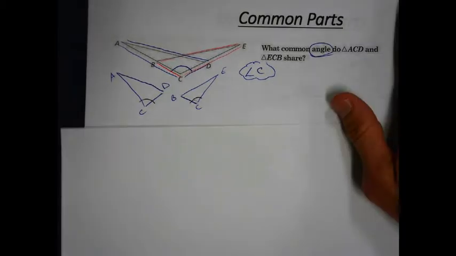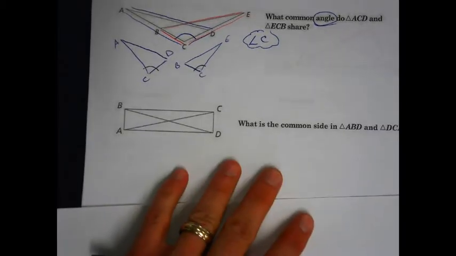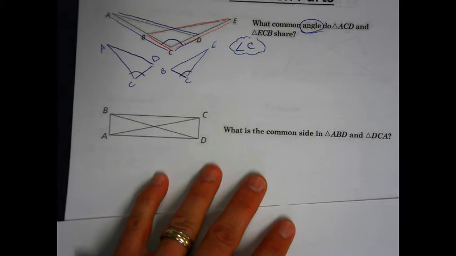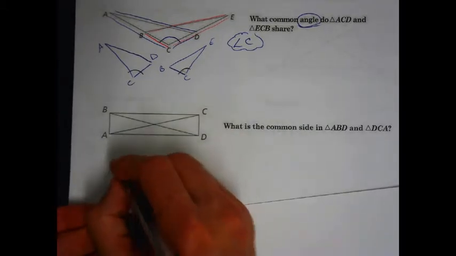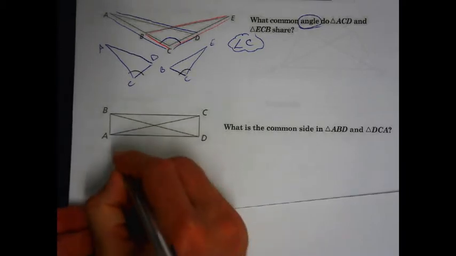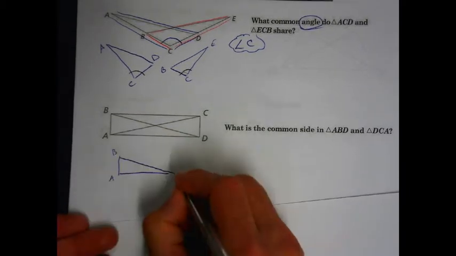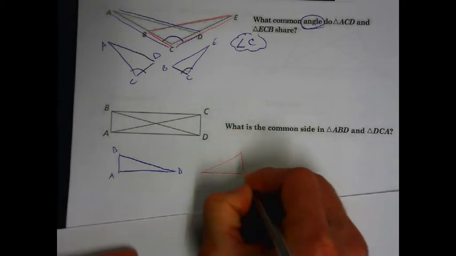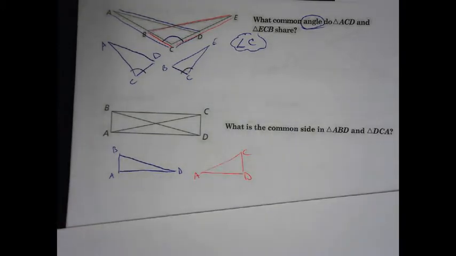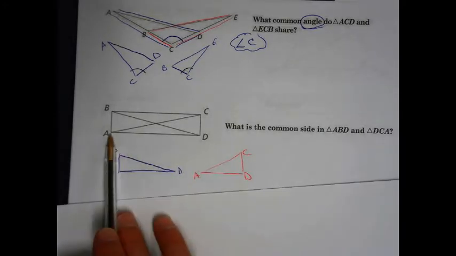And then a similar question. Here's another diagram with overlapping triangles. What would be the common side in triangle ABD and triangle DCA? And again, you can look at it. If I separate out, let's look at triangle ABD, right? So if we had this triangle and then even label it, right? ABD. And then we separate out the other triangle, DCA. We have D, C, and A. What would be the common side? And hopefully you recognize that they both have segment AD in common, right?